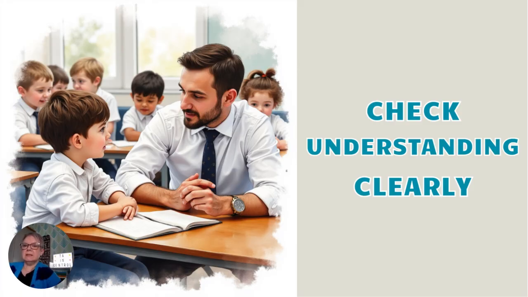1. Assume nothing. Check understanding clearly. Now, many neurodivergent children may nod or look at you without fully processing what you've said. Try using a "can you show me what you're going to do" follow-up, or "what's the first step?" This helps you gauge whether they understood your words, not just heard them.